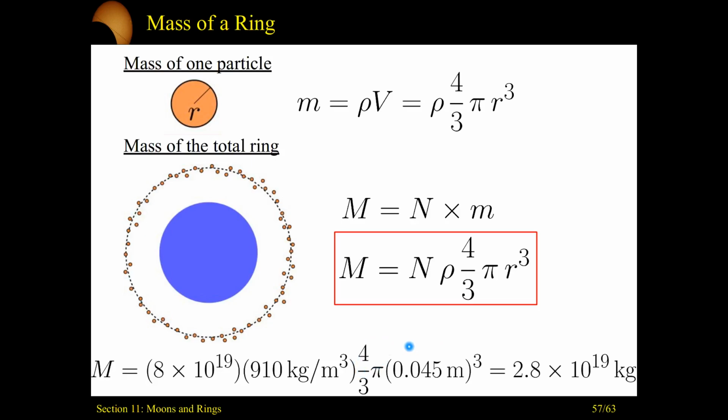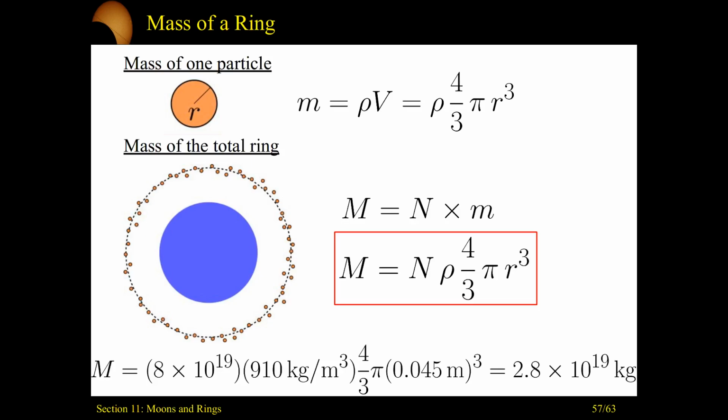We have to get our units right. We initially said it was 4.5 centimeters, so we have to shift the decimal places to get into meters. So it's 0.045 meters, cubed. All said and done, we get this reasonable result, 2.8 times 10 to the 19th kilograms.